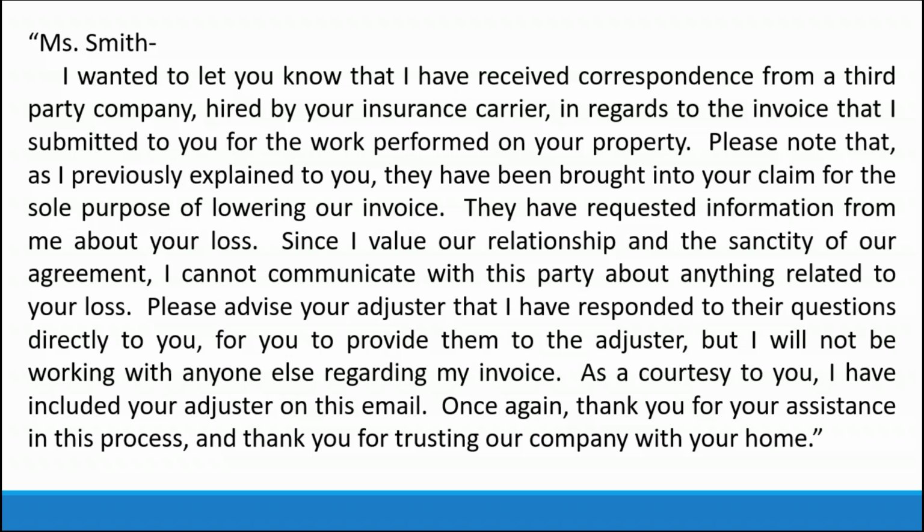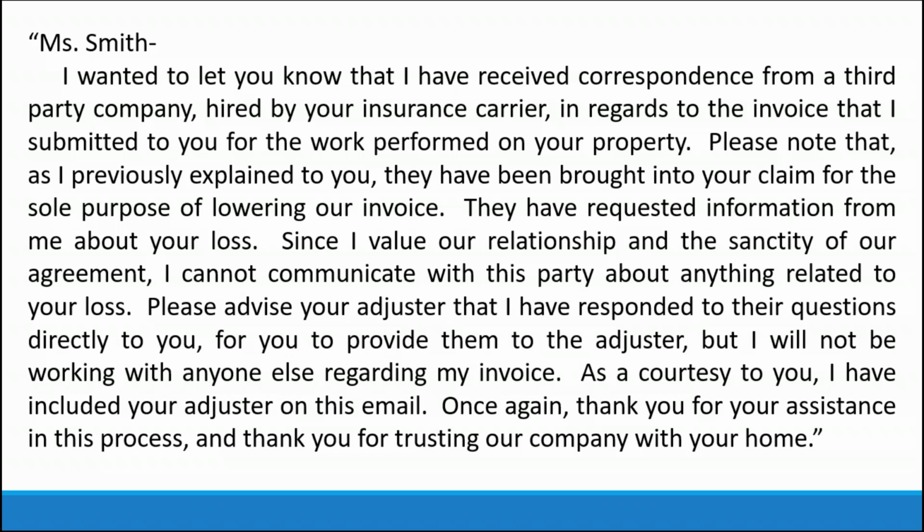"As a courtesy to you, I have included your adjuster on this email." This is really key, guys. This is how this should happen on every piece of communication. Even when the adjuster sends you an email directly, your response should be to Ms. Smith, CCing the adjuster. But address everything to Ms. Smith and then tell Ms. Smith you've also attached the adjuster. Now, the adjuster knows Ms. Smith is in the loop, so he can't play games. Ms. Smith knows that the adjuster is aware of everything, so she understands that things should be moving along.